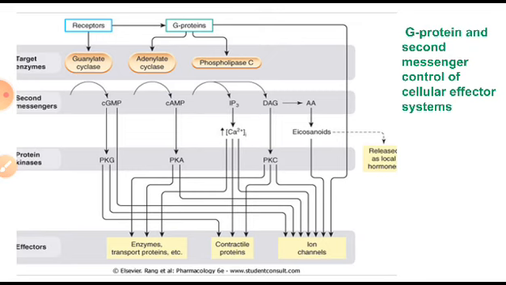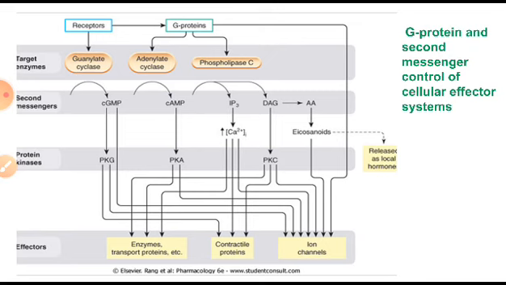Here is a very important diagram to understand one thing: how the different second messengers are activated by the G protein. You see the receptors are there which activate the G protein. The target enzyme may be guanylate cyclase, adenylate cyclase, or phospholipase C, right? These three may be your target enzymes, and these target enzymes activate different second messengers. For example, cGMP, maybe cAMP, maybe IP3, maybe DAG, maybe some amino acids.